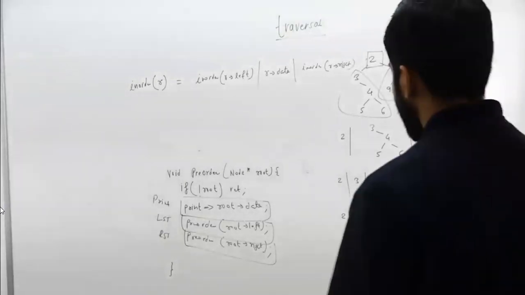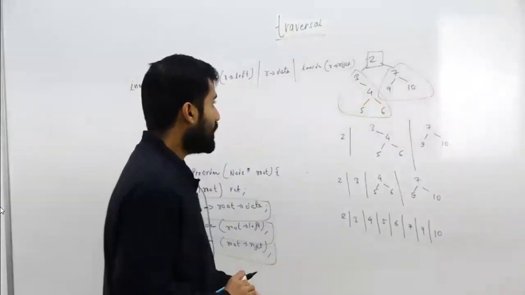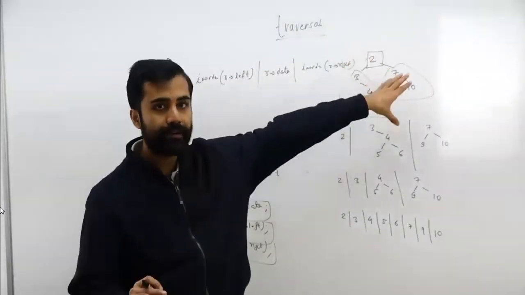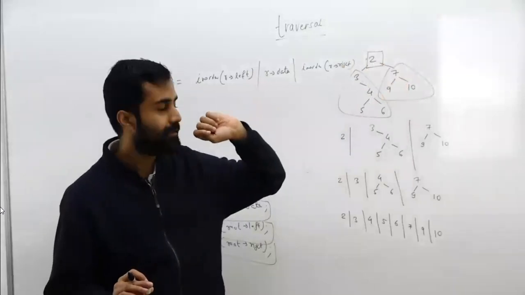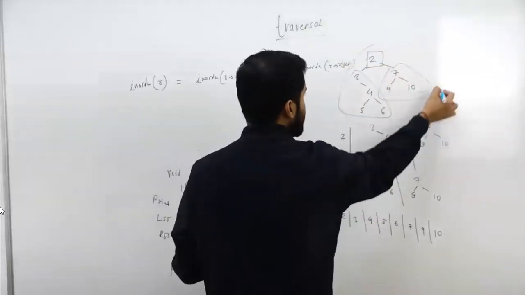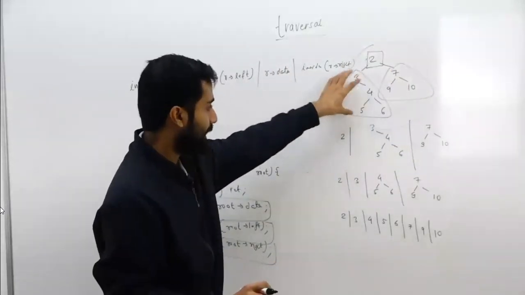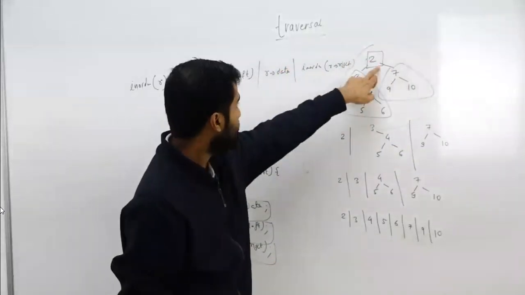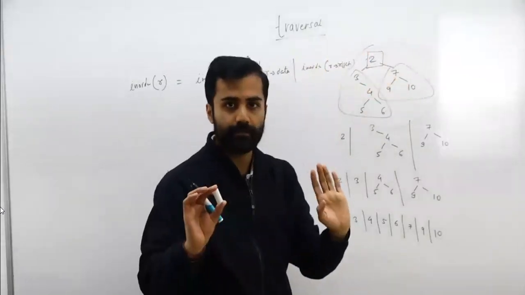Okay, let me tell it again. You understand what is the meaning of left subtree and right subtree? I hope you understand that. So in order traversal, if you have been given a tree, you first print the entire left subtree, then you print the root, and then you print the right subtree. That's it.